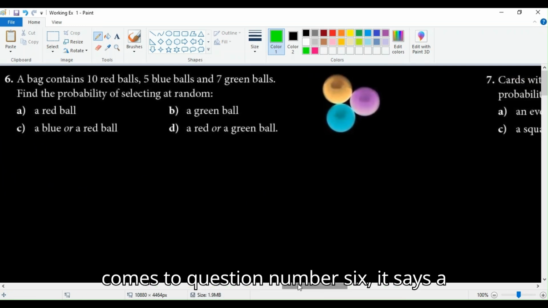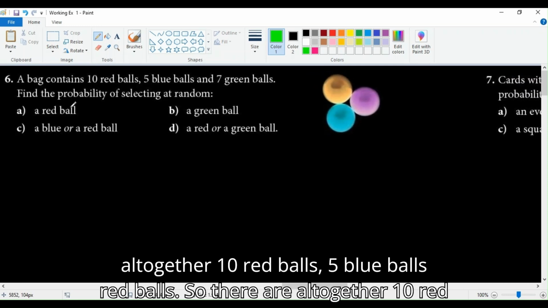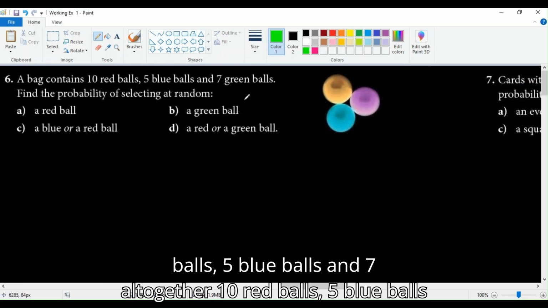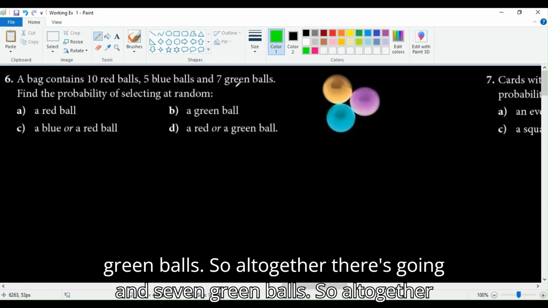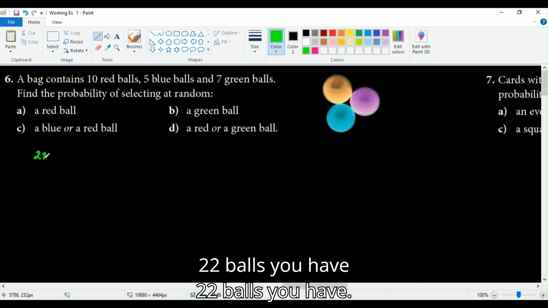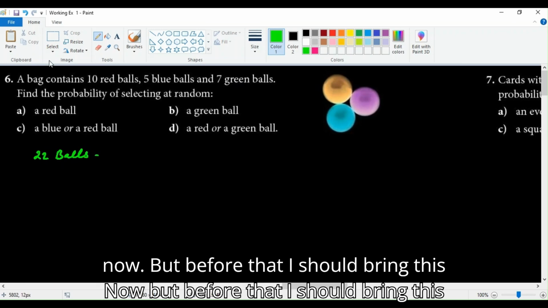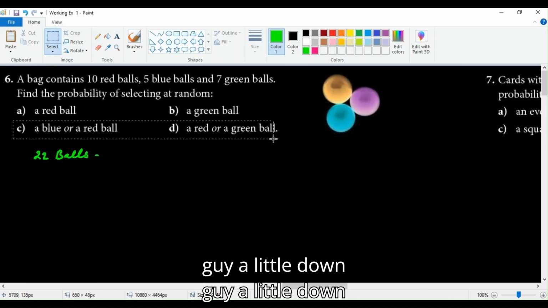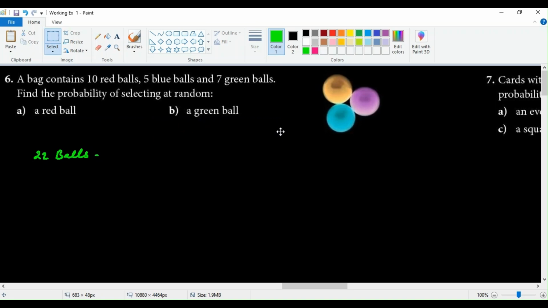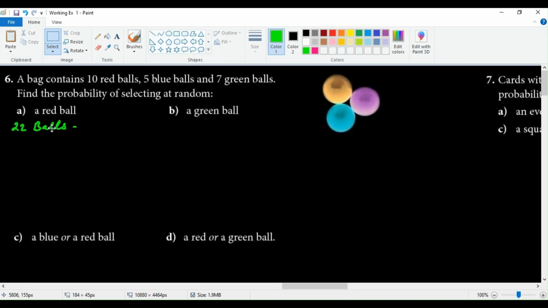When it comes to question number 6, it says a bag containing 10 red balls. So there are altogether 10 red balls, 5 blue balls, and 7 green balls. So altogether, there's going to be 22 balls. Now, but before that, I should bring this down a little so that we can solve it later. So altogether, we have 22 balls in total.